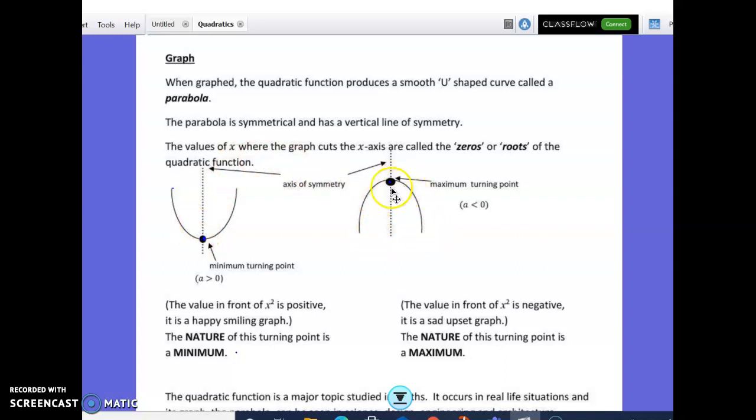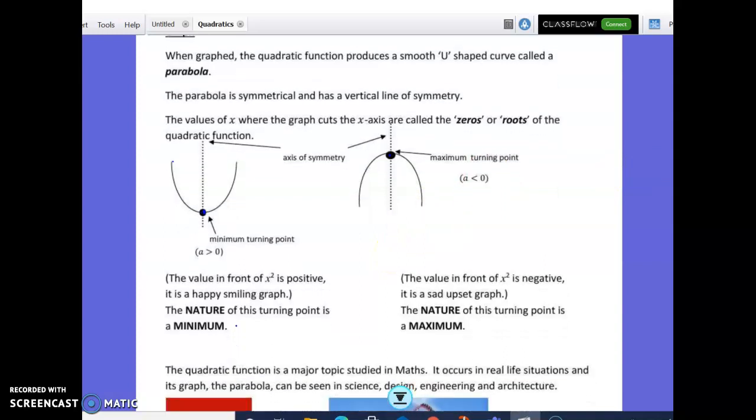The other way we can get is a maximum turning point, where it turns at the top, and that is when x squared is negative. So it's negative, it's a sad graph. Okay. These parabolas will sometimes have roots or zeros, and that's where it cuts the x-axis. Where it cuts the x-axis are known as the roots of the quadratic function.